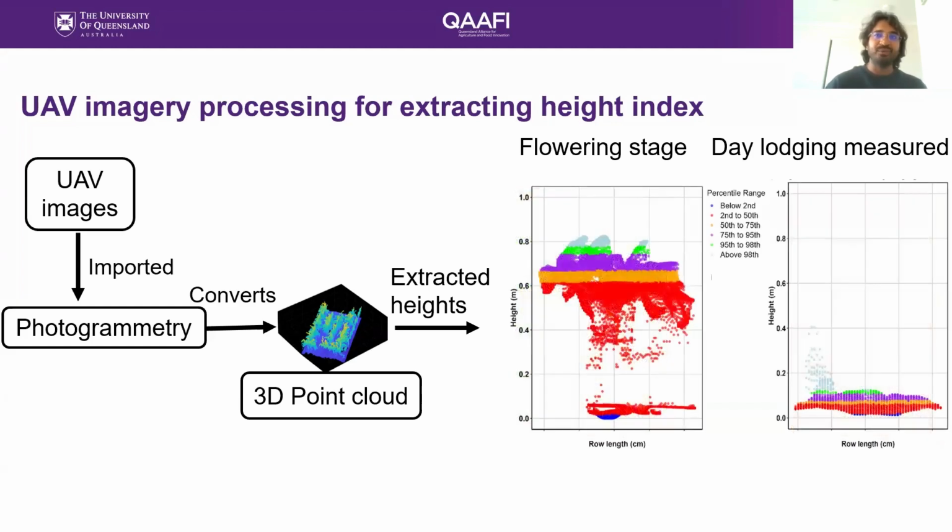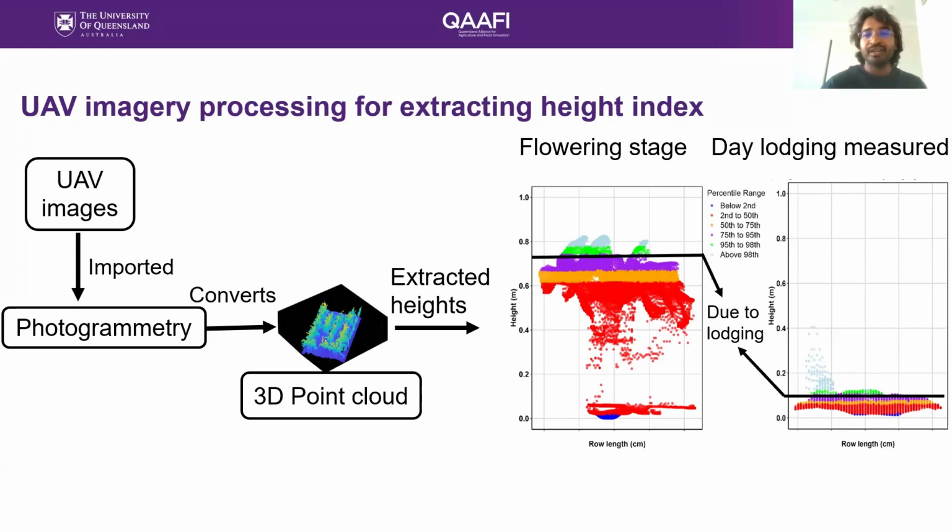So we used that to estimate lodging. Here is an example from a single plot. This image shows a two-dimensional representation of the 3D point clouds. The x-axis represents row length and the y-axis illustrates the density of the pixels at different heights. The different colors represent height that we slice based on selected percentile heights.